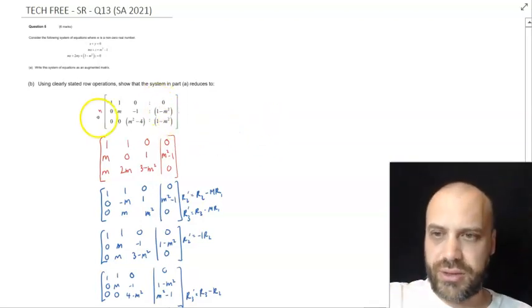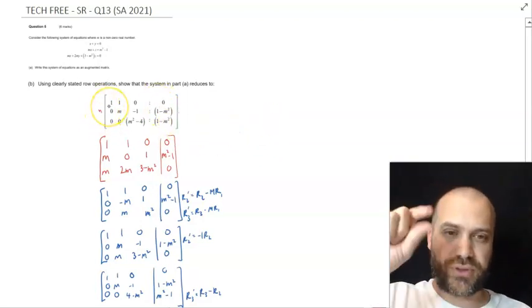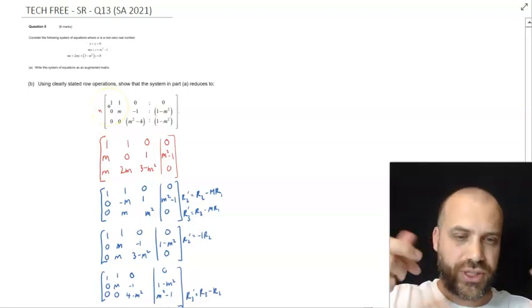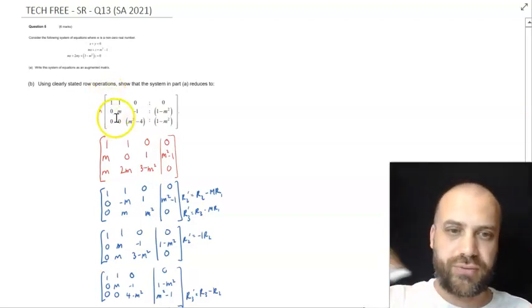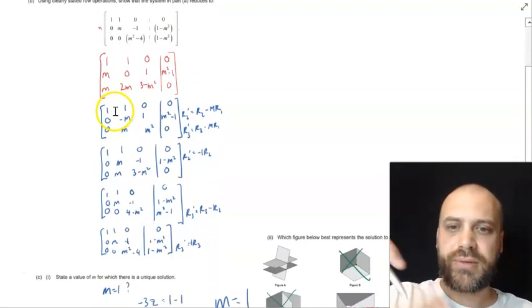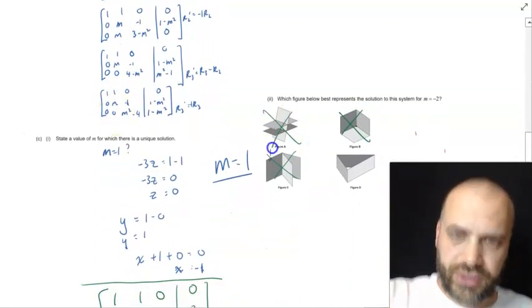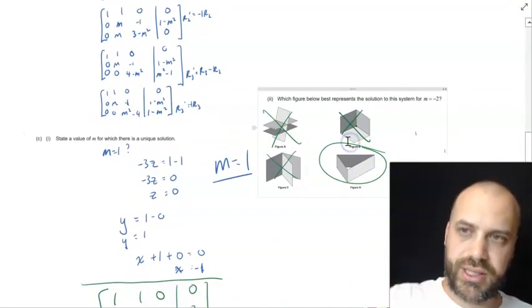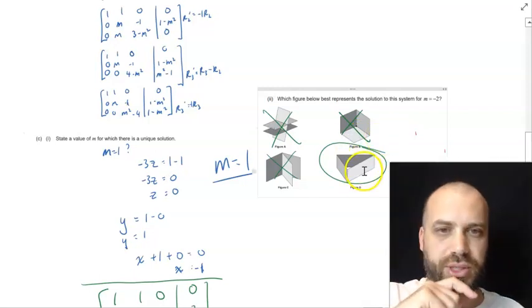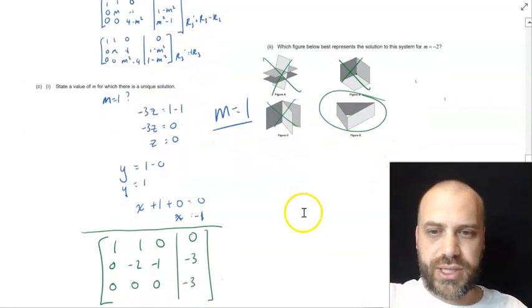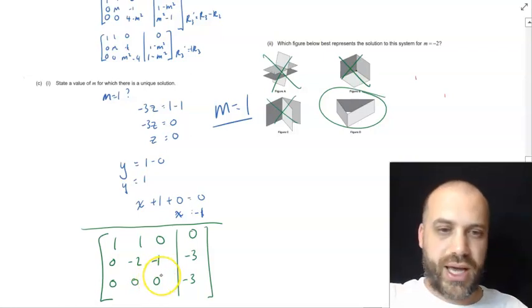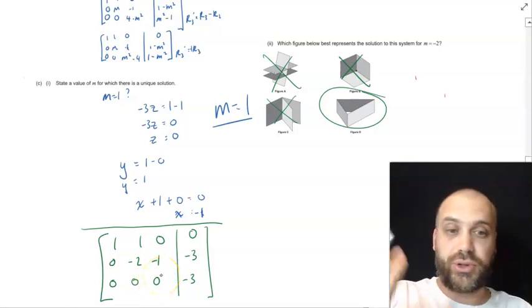So no combination of two of the three are multiples of each other, which means that no two of the three planes are parallel to each other. So we can get rid of this one. This is the one that we're looking for if m equals negative 2. We have no unique solution, line or point.